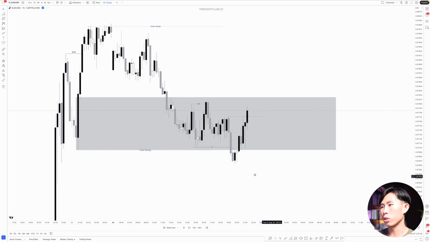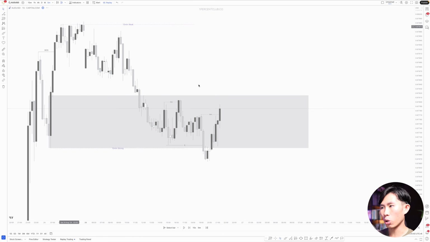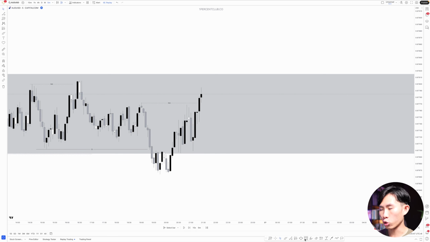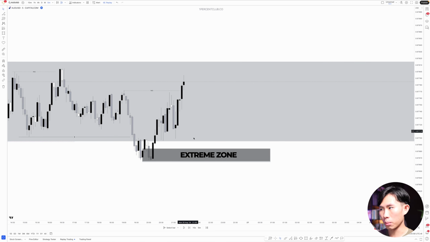So for the conservative friends out there, once that gets taken out, jump down to your lower time frame. It could be the 5 minute or the 1 minute for you, and then that is where you want to wait for price to pull back to some form of point of interest that led to this market shift. In this case, you can see that this is the extreme zone that led to the market shift itself. Lower time frame demand zone that led to this fractal market shift.